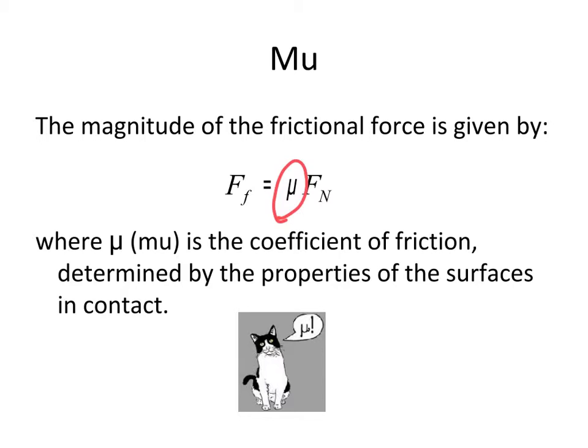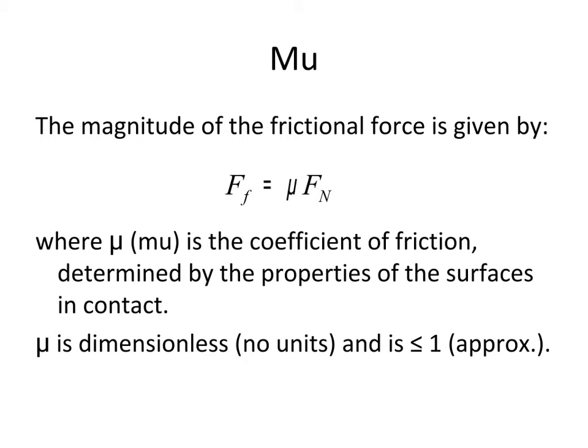So mu is the coefficient of friction, which is determined by the nature or the properties of those surfaces in contact with each other. Mu is one of those rare quantities in physics that has no units. Most of the measurements or quantities that we measure in physics have units, but mu is a unitless ratio. A really high coefficient of friction is going to be around 1, or a little bit less than 1. Many of them are significantly lower than that, though.